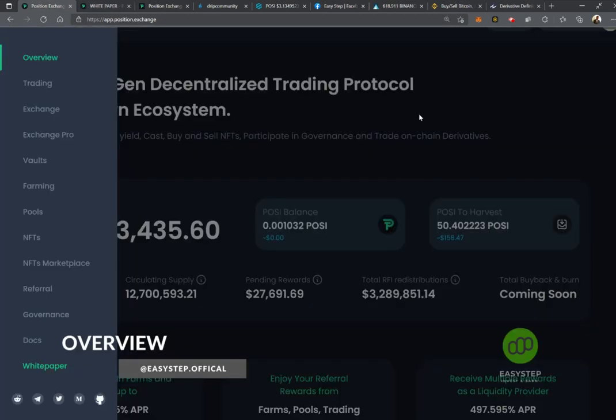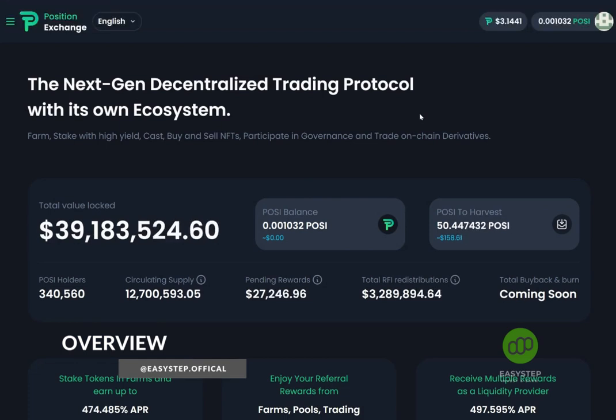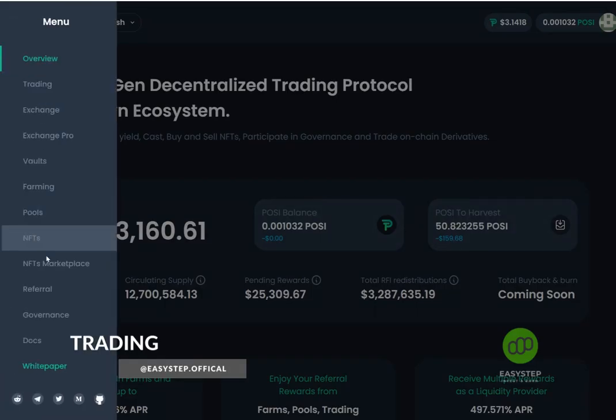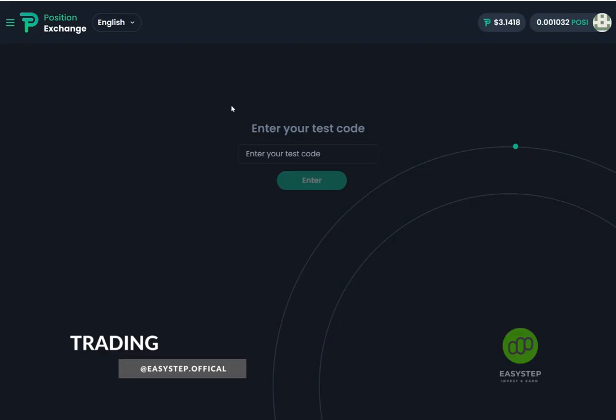Now, in this video, like I said, it's not going to be detailed, but I'm going to show you how Position Exchange works so you can know how to use it to make money. Okay, now we're going to go over all of the products that are offered on Position Exchange, but let's start with the trading platform here.